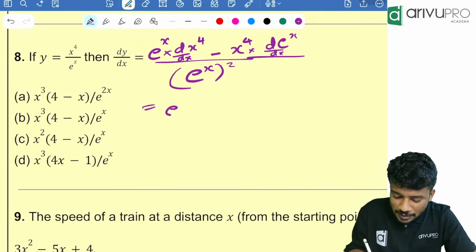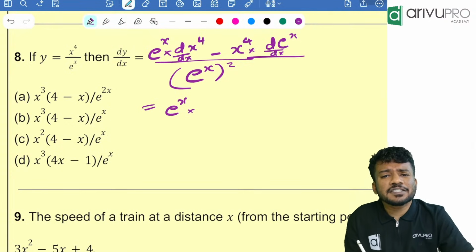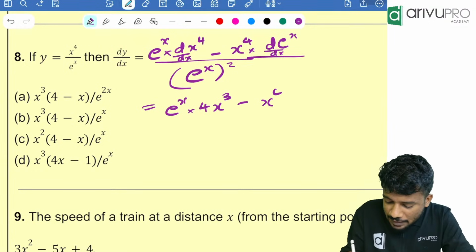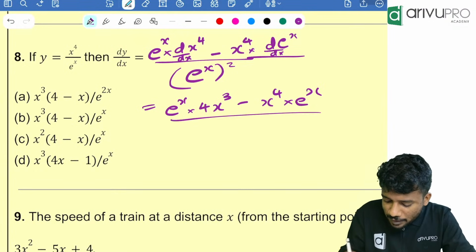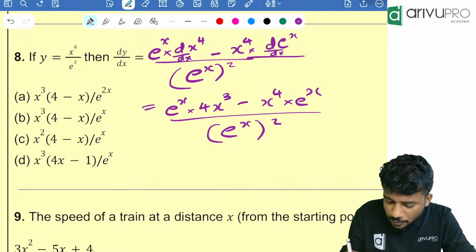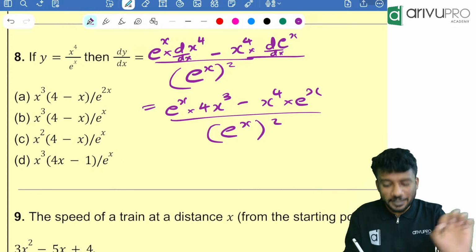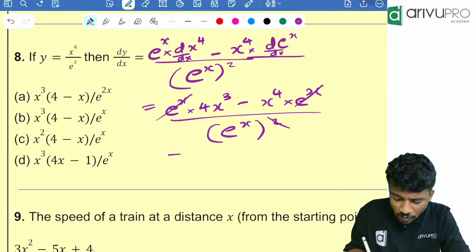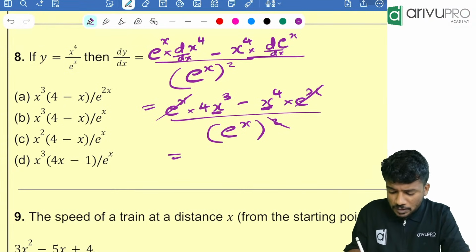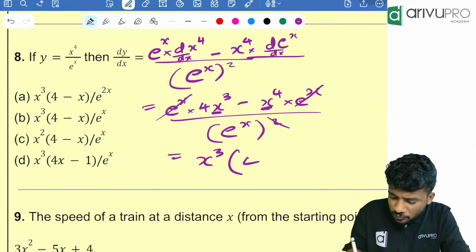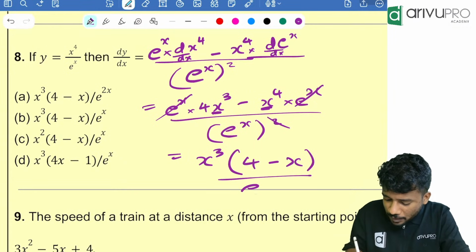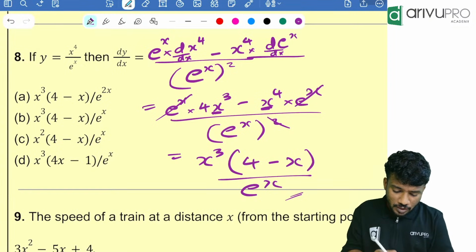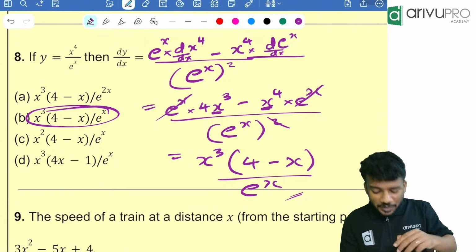This is nothing but e raised to x into the derivative of x raised to 4, which is 4x cube, minus x raised to 4 into e raised to x, divided by e raised to x whole square. People, e raised to x is common in all the terms, so I am cancelling e raised to x from all the terms. Now what should we take common? x cube is common in both the terms. So I will take x cube into 4 minus x, divided by e raised to x. Which option is the answer? x cube into 4 minus x divided by e raised to x. Option B is your answer.